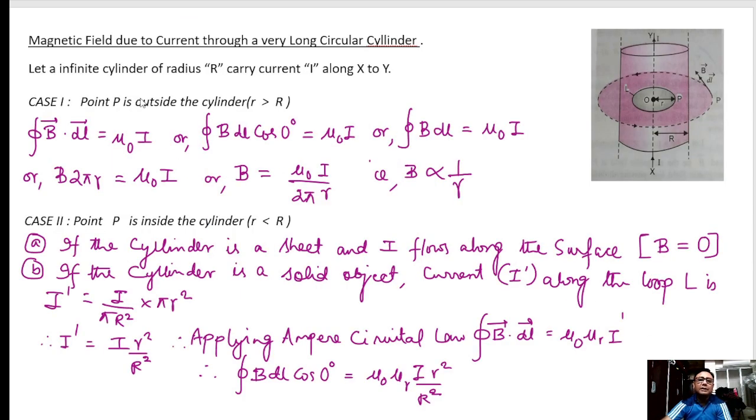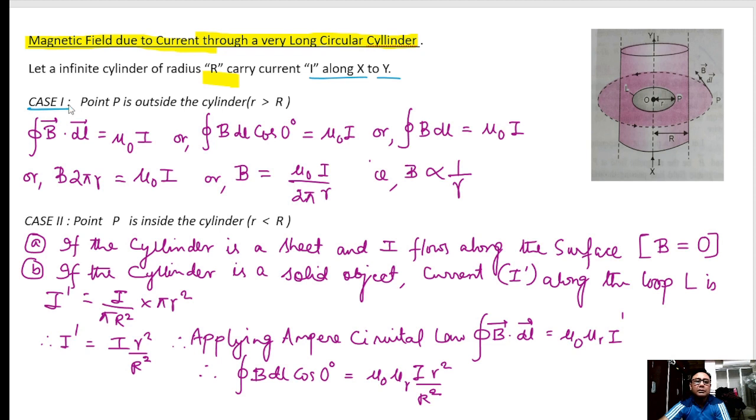So let's see the next thing. Now we will do magnetic field due to a current through a very long cylinder. So this is the long cylinder through which the current is passing. Let us take the radius of the cylinder as R, carrying current from X to Y.